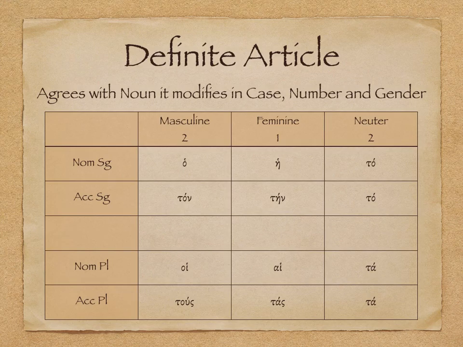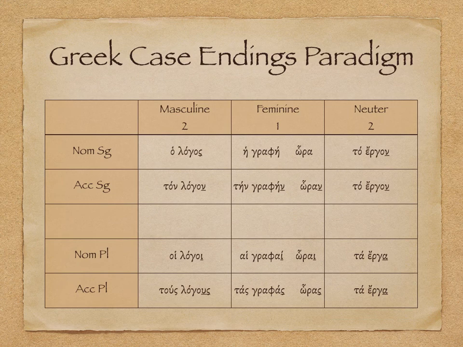The definite articles going down each column: masculine, ho, ton, hoi, tous, feminine, he, ten, hai, tas, neuter, to, to, ta, ta. And that's how the definite articles are pronounced. And you can now identify them with the words that we noticed earlier.